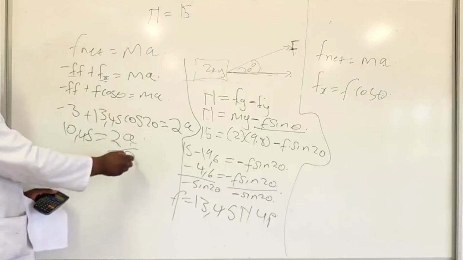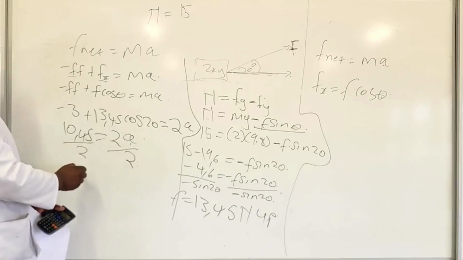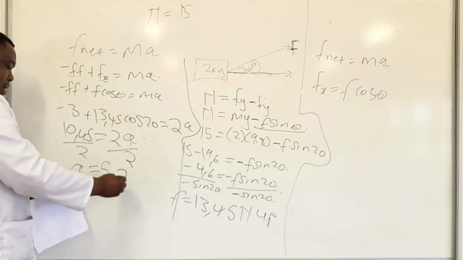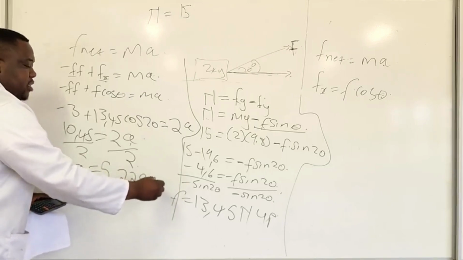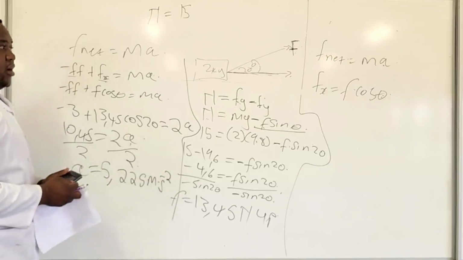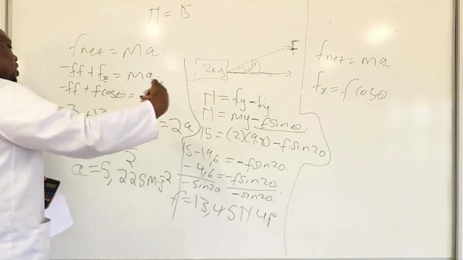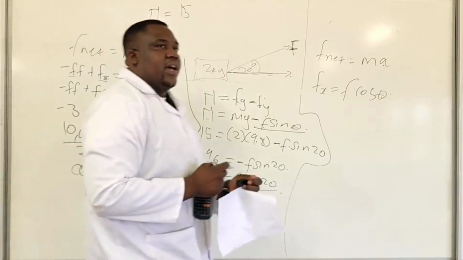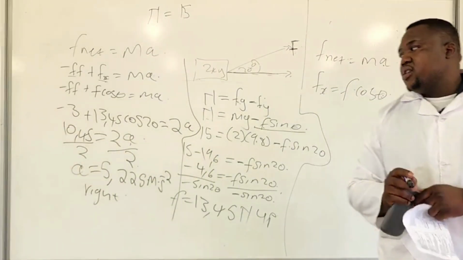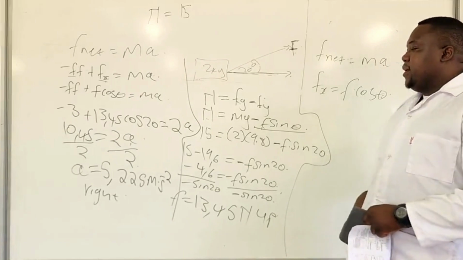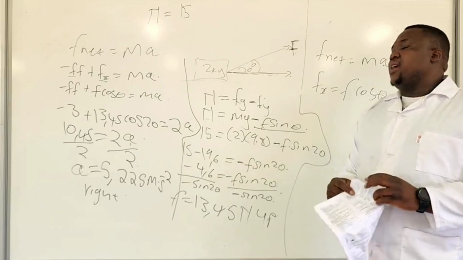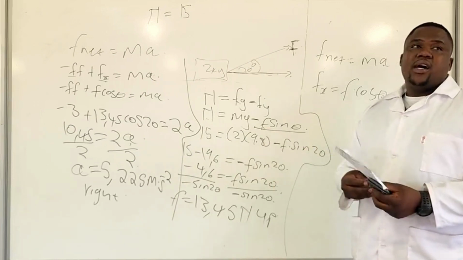If you want to get the acceleration, we divide by 2, and the acceleration is 10,45 divided by 2, and that will give us 5,225 meters per second square to the right. We must not forget to write the SI unit and the direction, because acceleration is a vector quantity. So yes, we got the acceleration now. That's how we calculate the acceleration.